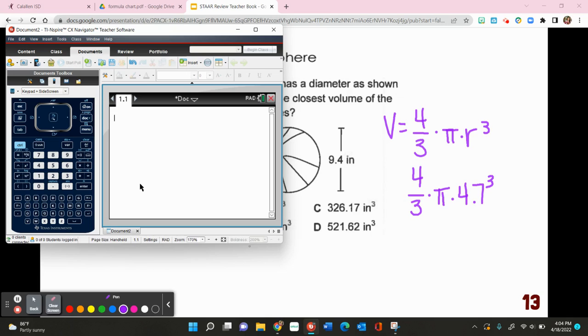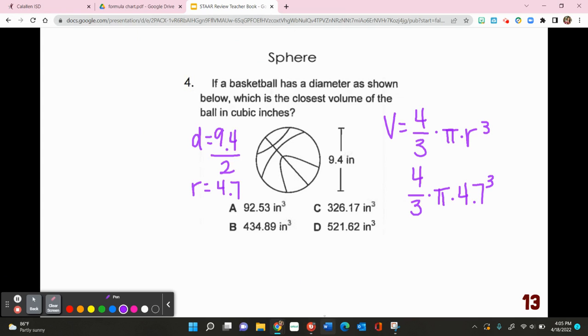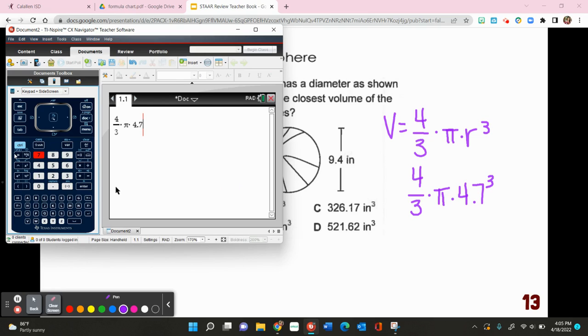And the first thing we're going to do is hit Control Divide, 4 on top, 3 on the bottom, times pi times 4.7 cubed. Now to get cubed, we're going to press the caret top. And the caret top is right below the equal button and right next to the x squared. It is currently highlighted in red if you don't know where the caret top is on your calculator. So now our exponent is 3. So I'm going to type in 3 and press enter.